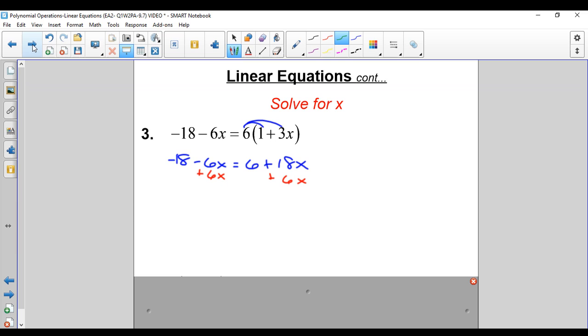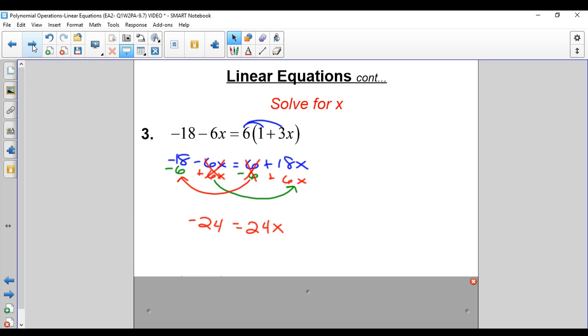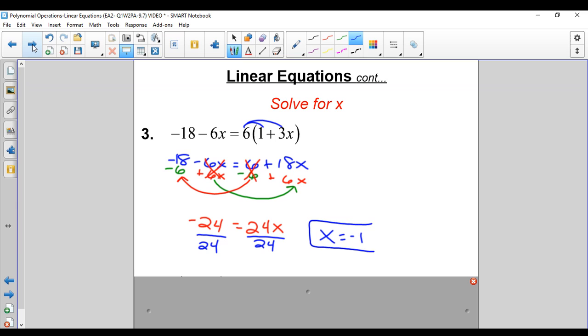I talked about combining steps. So if I'm moving that 6x over to the right, I'm also going to move my 6 over to the left here. All right, I'm going to combine steps. So I get negative 24. That's gone. That's gone. Equals positive 24x. I think we can see our answer from here, but I'll show you a little bit of work. Divide by 24 on both sides. x equals negative 1.